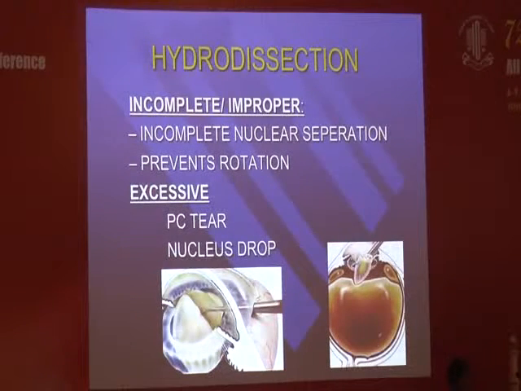Now again the hydrodissection. Whenever you are doing the hydrodissection, incomplete nuclear separation is the most troublesome. It can prevent the rotation, and excessive hydrodissection, what happens? The nucleus comes up and the anterior chamber becomes shallow. Always remember, when the anterior chamber is shallow, the vitreous is pushing the nucleus. It means the vitreous is not behind the PC, but it is in the anterior chamber. And at that time you feel, why is this happening? Nothing. There is a PC tear behind because of the over hydrodissection.